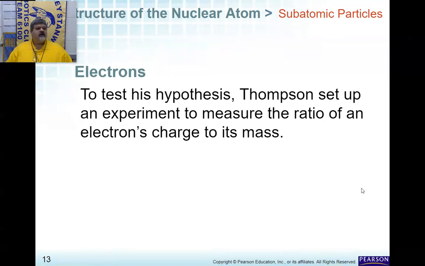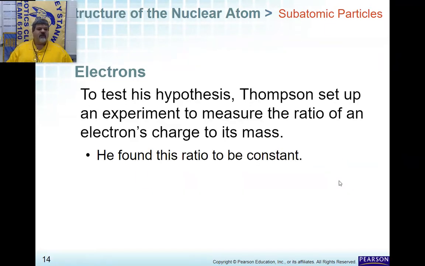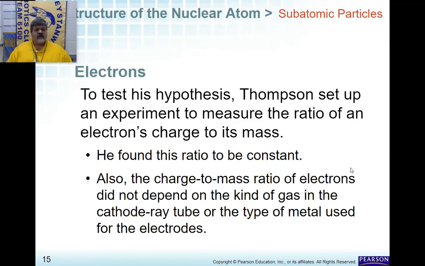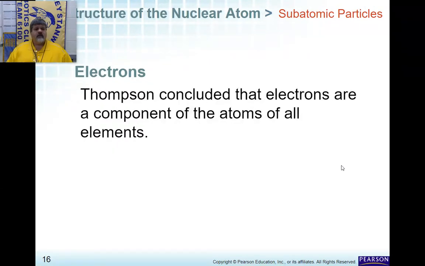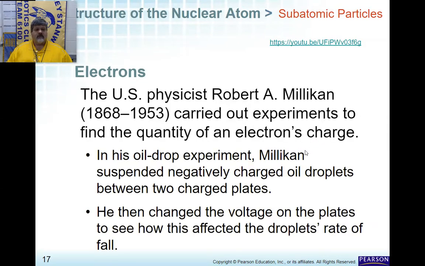To test his hypothesis, Thomson set up the experiment to measure the charge to mass ratio of the electron. He found that the ratio was constant throughout everything that he did. It didn't matter what element he was talking about, the ratio for the electrons was always constant. So the charge to mass ratio of the electron didn't depend on the type of gas or any metal that was used. So he concluded that electrons are a component of all atoms of all elements.